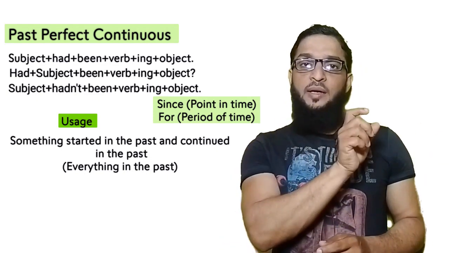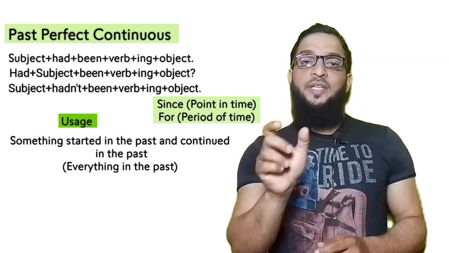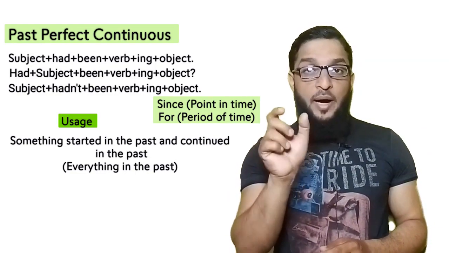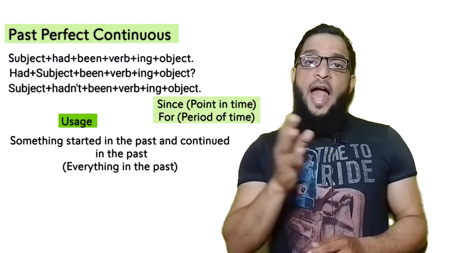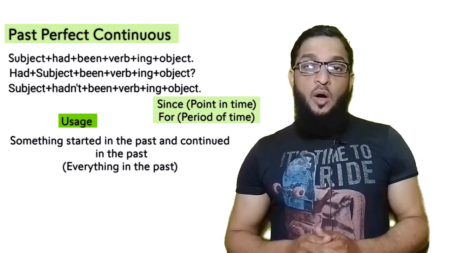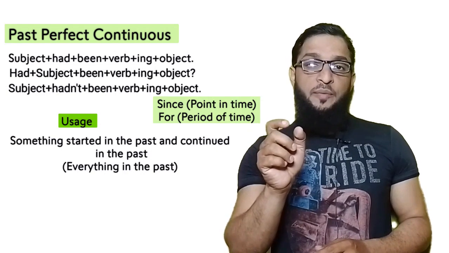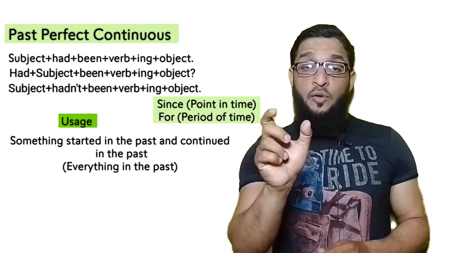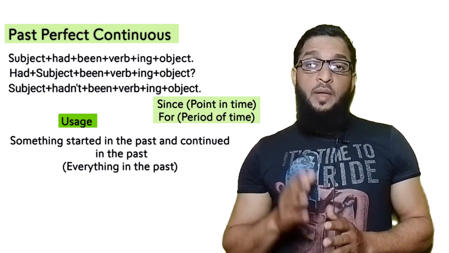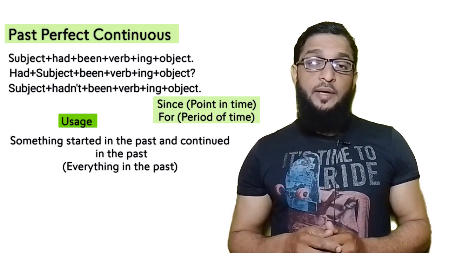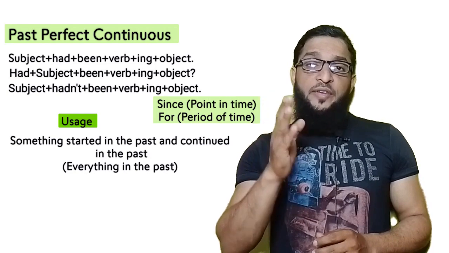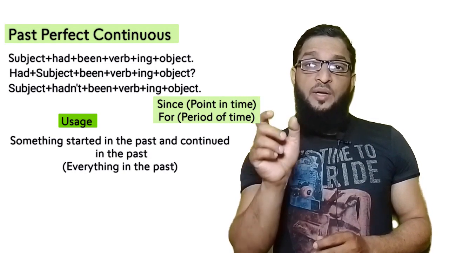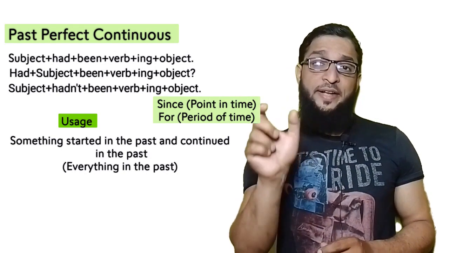She started cooking in the morning and continued. I don't know whether she stopped or not, but here we are mentioning the time reference, therefore we are using past perfect continuous. Or, they had been playing cricket since 2012. Whenever you talk about since, we talk about a point in time, and when we talk about for, we talk about the duration. Another example: I had been living in Karachi for 2 years. Here, because I have the reference of time, I'm using past perfect continuous.